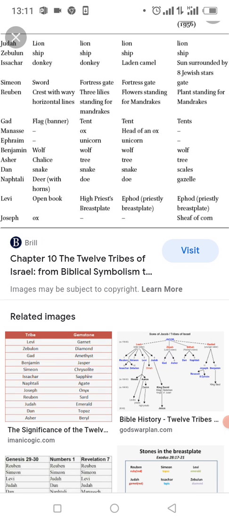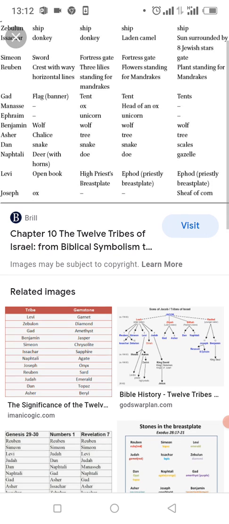produces ash, and Asher is a chalice, and trees give us ash. So it's just interesting. And then Dan, from a snake, in the postal stamps he was described as scales, and it's interesting that a snake has scales. Naphtali, a deer with horns, to a doe. So I wanted to say all 3 words at the same time: deer, horns, and doe. To a doe, and finally to a gazelle.